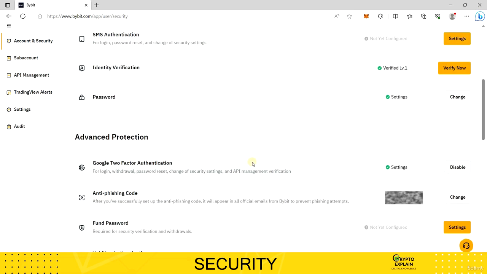A very important option is two-step verification using an additional application, the so-called 2FA, because such security protects us against unauthorized access by outsiders. You will learn how to install and configure such an application from a separate recording. Below is the anti-phishing code. It is a code that will always be included in the correspondence coming from the exchange. Thanks to it, you can distinguish fake emails from real ones sent by Bybit.